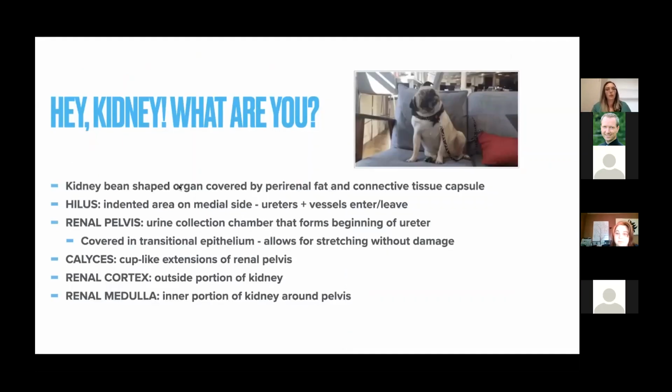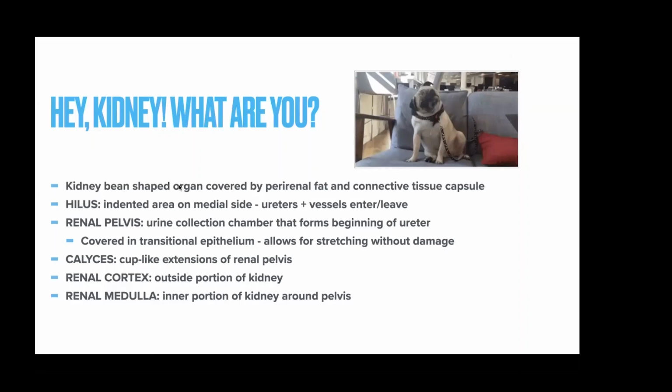It's composed of a couple things. So first, there's a portion of the kidney called the hilus, and that's an indented area on the medial side, and that's where the ureters and the blood vessels enter and leave the kidney. Okay. Then we have the renal pelvis. So this is in the center of the kidney. This is the urine collection chamber that forms the beginning of the ureter. And it's covered in transitional epithelium, so it allows for stretching without too much damage to the kidney.